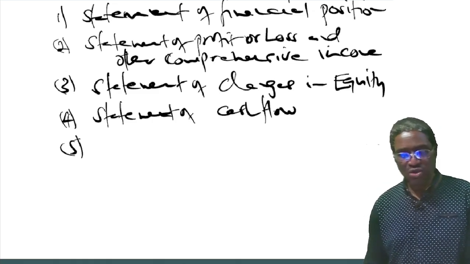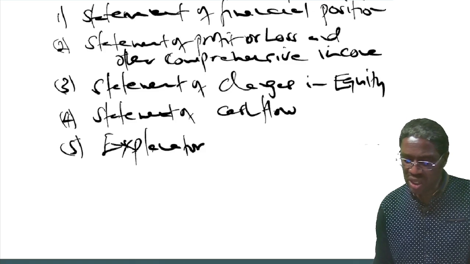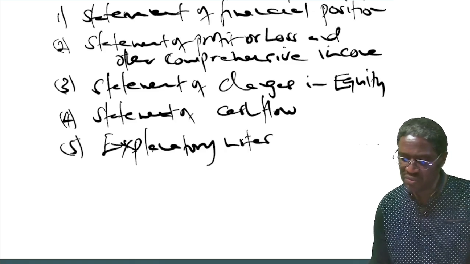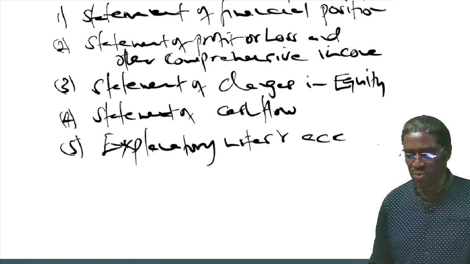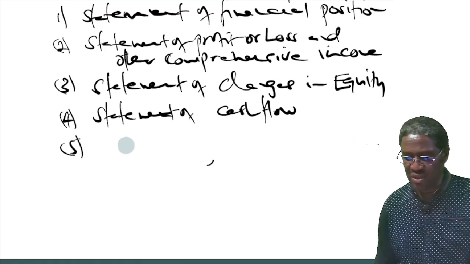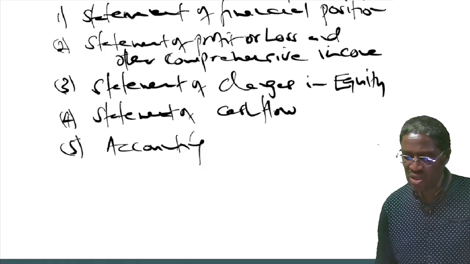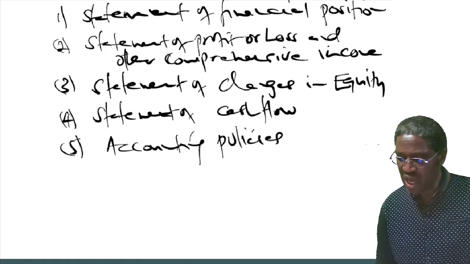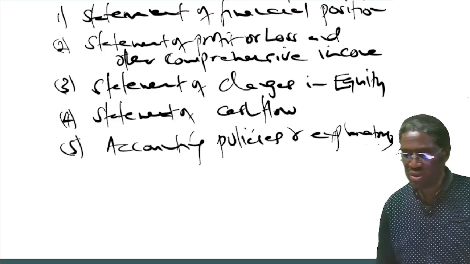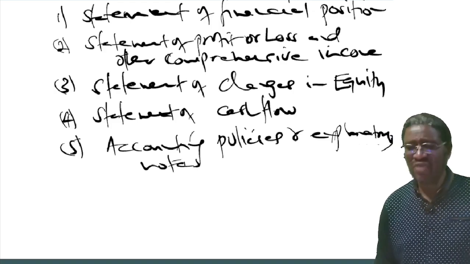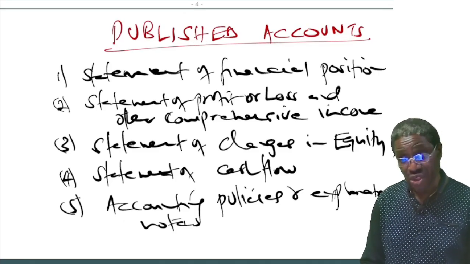Number 5, you are also required to include what we call explanatory notes and accounting policies. Maybe we could put it this way. Let me start with, you are supposed to include accounting policies. Maybe I could put it that way. Include accounting policies and explanatory notes. So those are the 5 components of a complete set of financial statements for publication purposes.